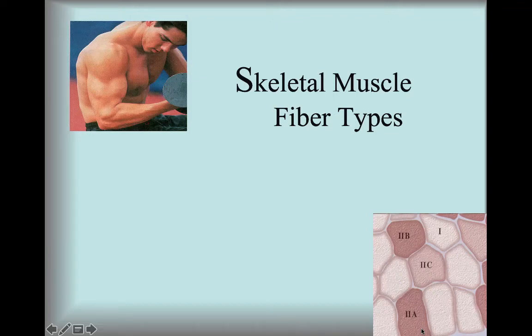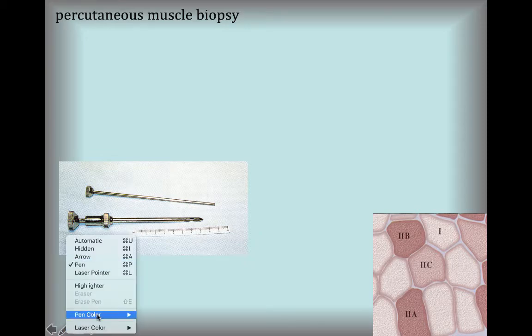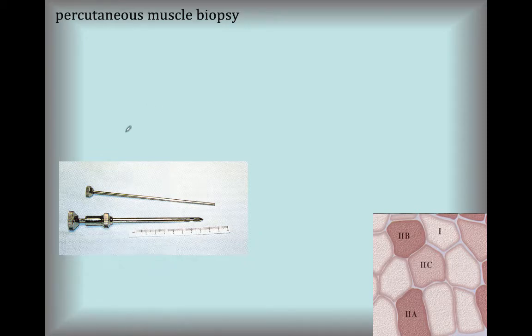In this video, we're going to talk about the different human skeletal muscle fiber types. Fiber types are determined by first doing what's referred to as a muscle biopsy, sometimes called a percutaneous muscle biopsy. That's because it is across the skin. And here you can see the needle that would be used to do that.